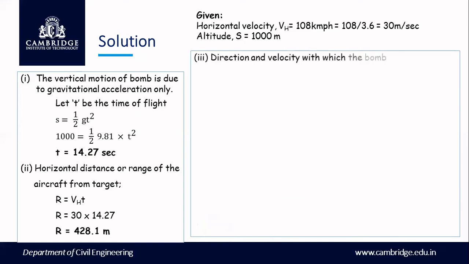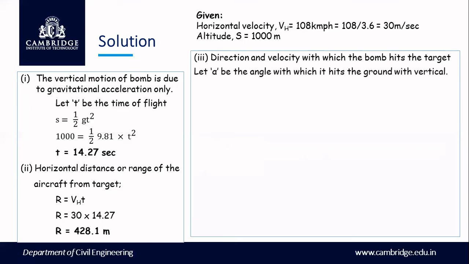The next part, direction and velocity with which the bomb hits the target. That's the important part now. So let alpha be the angle with which it hits the ground. I'm going to take this alpha with respect to the vertical line. You can see here, this point is when it reaches the ground level. It is going to reach the ground level with this velocity, some velocity we don't know, we need to find out. We know the horizontal velocity is 30 m/s and the vertical velocity you need to calculate. The angle alpha is with respect to the vertical.